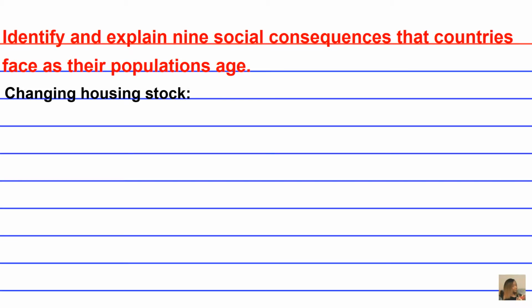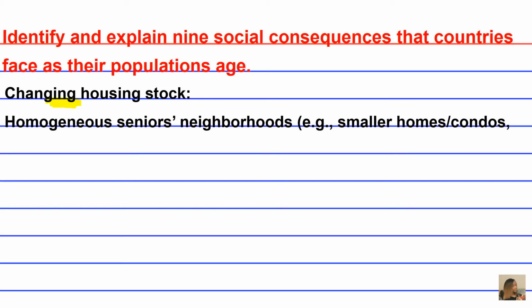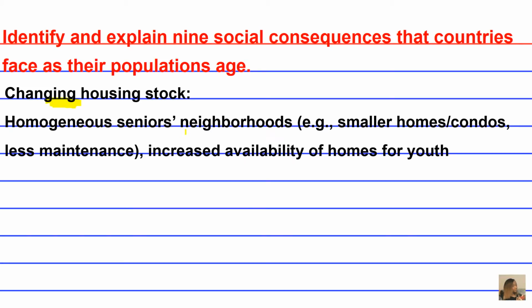Another social consequence that countries face as their populations age is a changing housing stock. I'll give you a moment to ponder about what this could possibly mean. Well, it means more homogenous seniors neighborhoods, like in Florida. There's a lot of 50 plus, 65 plus neighborhoods, which would include smaller homes, condos with less maintenance. Therefore, there's increased availability of full size homes for the youth or a younger population.